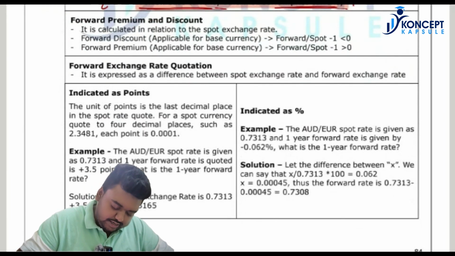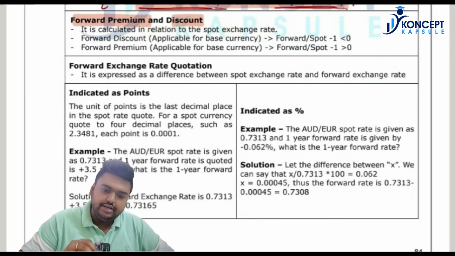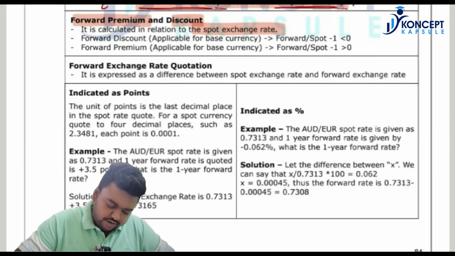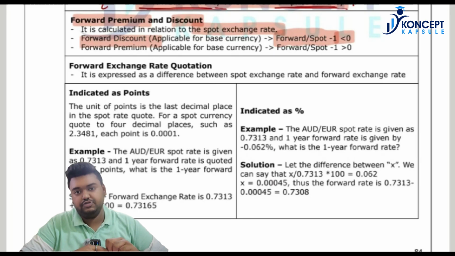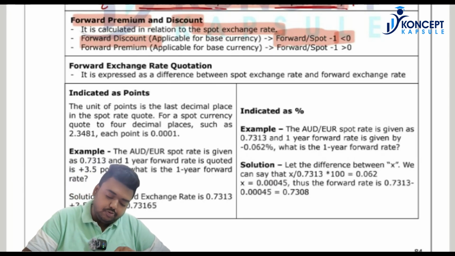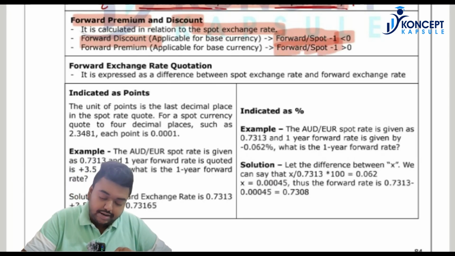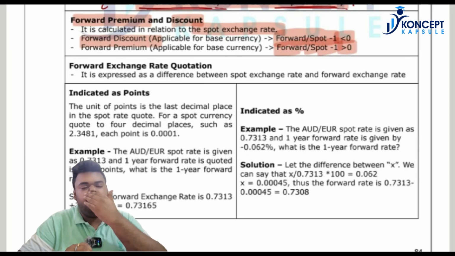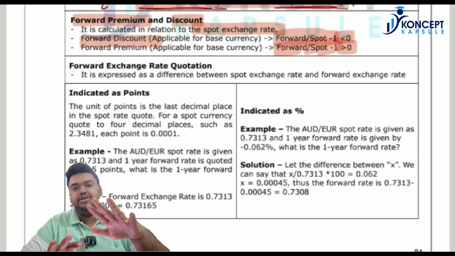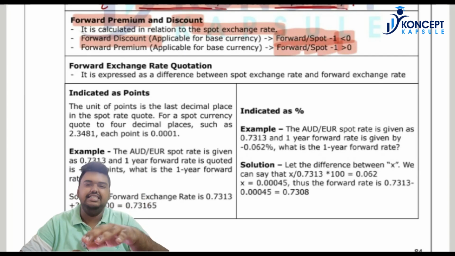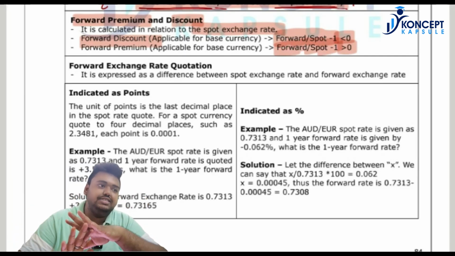Forward premium, forward discount. It is calculated always in relation to the spot exchange rate. What is forward discount? If forward by spot minus 1 is less than 0, it is known as forward discount. If forward by spot minus 1 is greater than 0, it is forward premium. Logically, simply, if forward is greater than spot, it is a forward premium. If forward is less than spot, it is a forward discount.